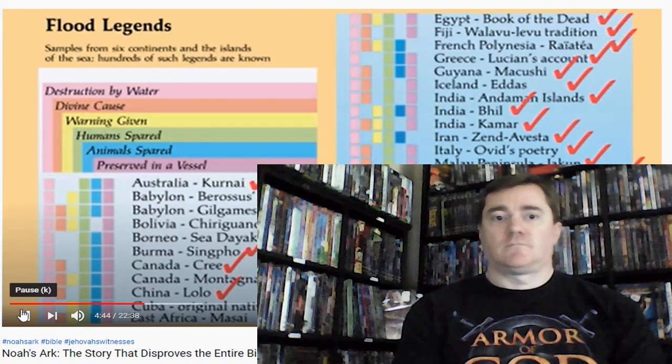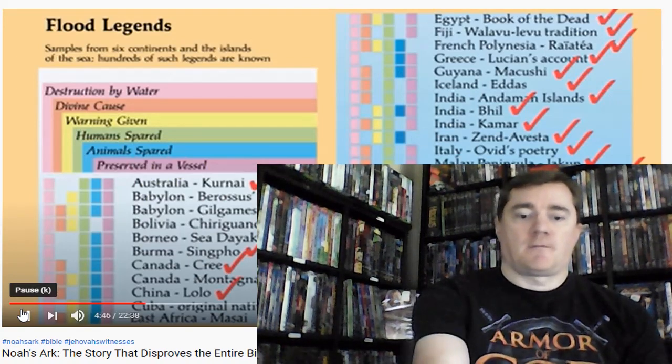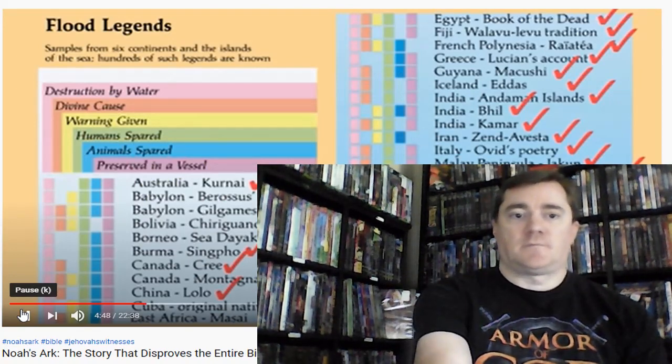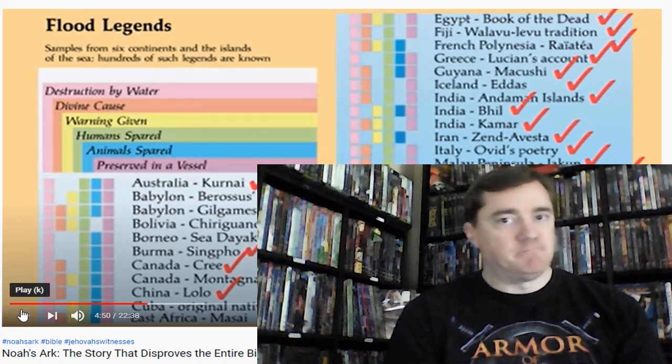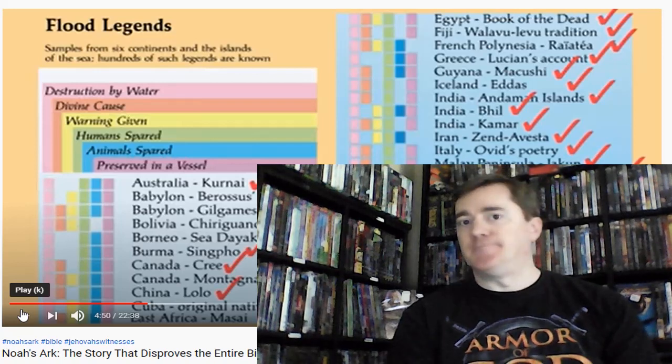You would find some on islands, some being told by people who live in a country which borders the sea, and some being told by people who live 1,000 miles inland. But as you go through the list, one by one you notice that nearly all of these legends are from islands or countries which border the sea. Not true. Not true.